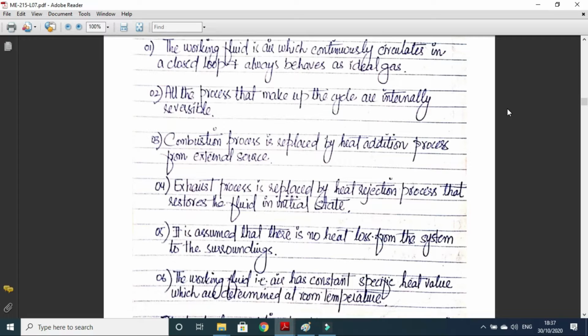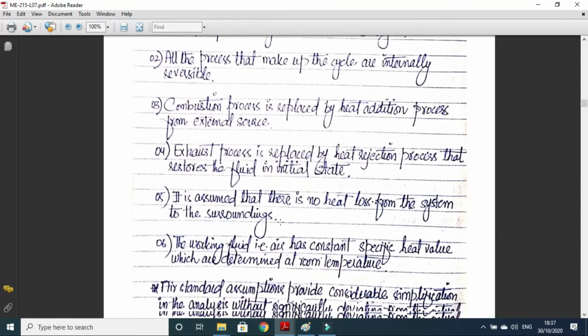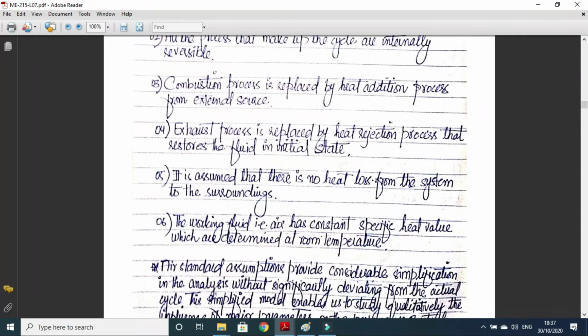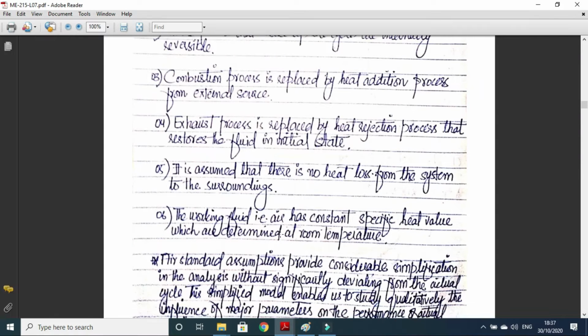will be like a heat addition process, and there will be like a heat exchanger, and only a heat exchange is taking place between the working fluid and the outside source which is supplying the heat. Similarly, the exhaust process is replaced by a heat rejection process that restores the fluid to the initial state. It is assumed that there is no heat loss from the system to the surrounding because we have considered that the system is reversible, and in the ideal system, the working fluid that is air has constant specific heat values which are determined at room temperature.